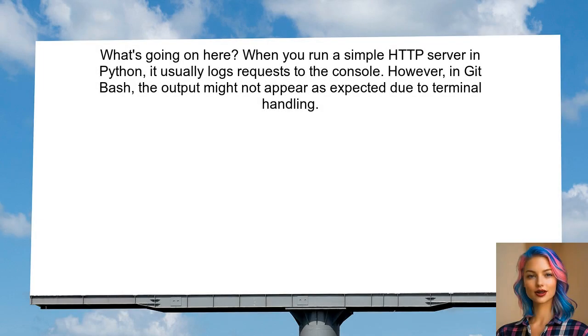So, what's going on here? When you run a simple HTTP server in Python, it usually logs requests to the console. However, in Git Bash, the output might not appear as expected due to how the terminal handles standard output. Let's break this down and find a solution.